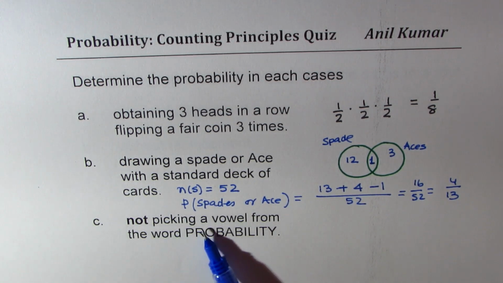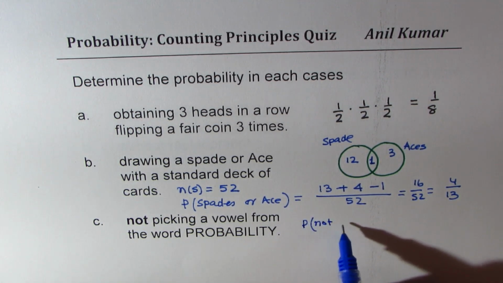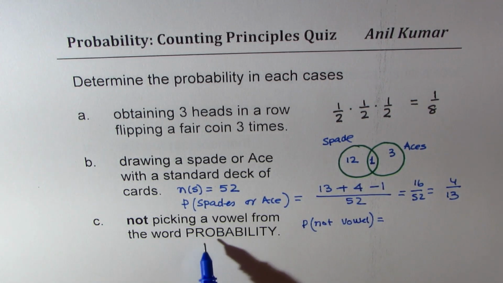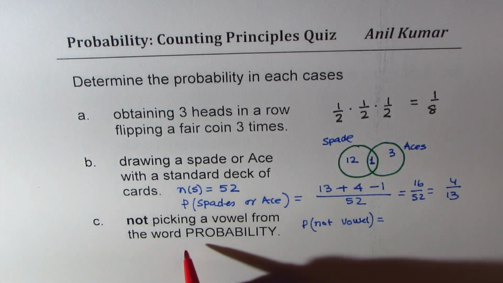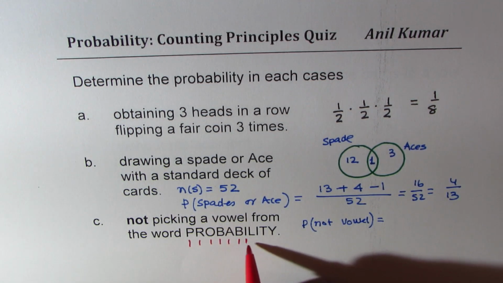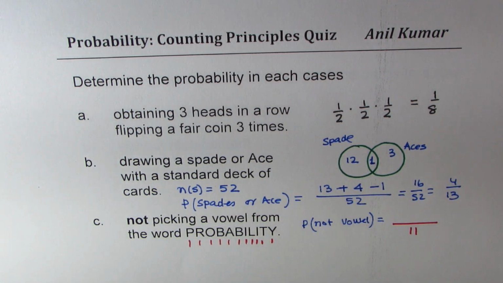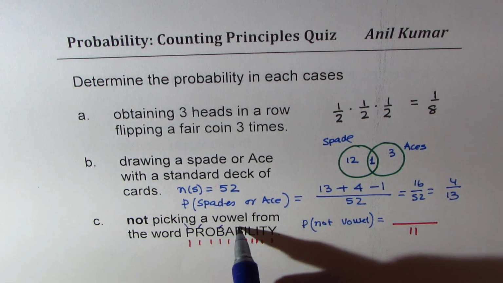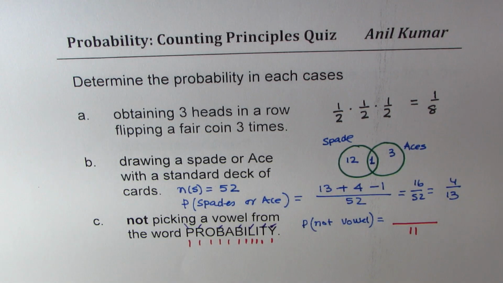C, not picking a vowel from the word probability. So how many letters are there? We are saying not a vowel. So that means either you could count the vowels and do 1 minus that, or you can count the consonants. So total numbers are 1, 2, 3, 4, 5, 6, 7, 8, 9, 10, 11. So 11 goes in the denominator. Not vowels means 1, 2, this is a vowel, 3, A is a vowel, 4, I is a vowel, 5, 6, 7, and 8, right?